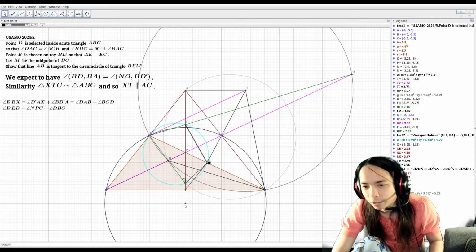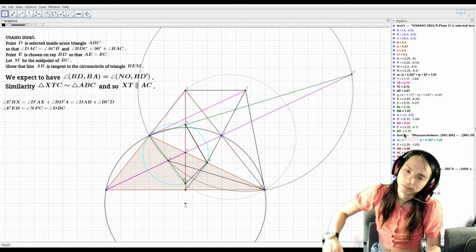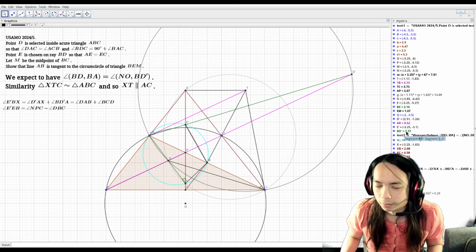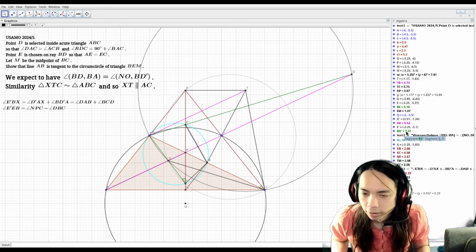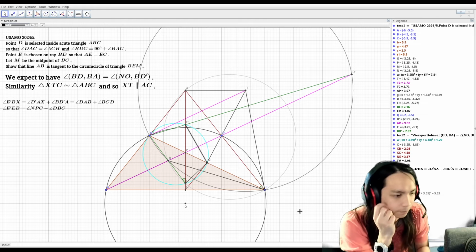I just need E prime M to be cyclic with any of the other random green angles I've drawn. But right now we don't know M lies on the circle. So then the question is, what do I do with the midpoint? But I have circles. Yeah.